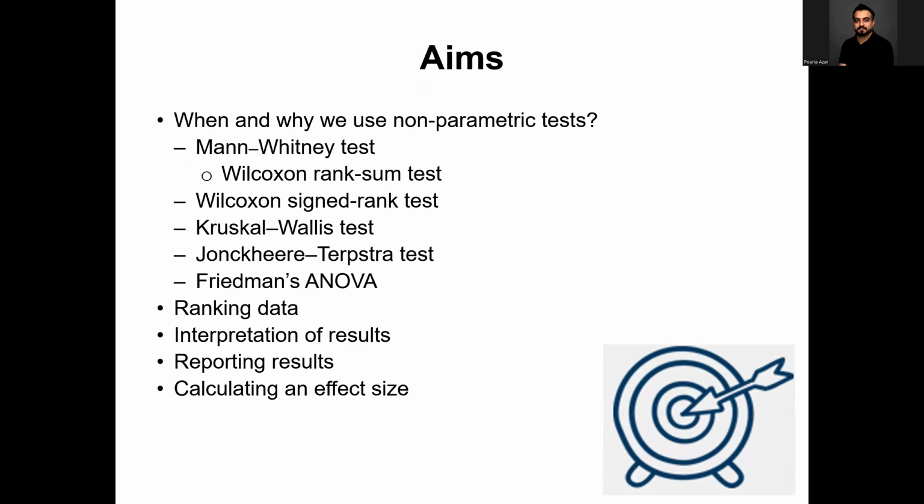In this module, we will discuss Mann-Whitney U-test, Wilcoxon rank sum test, Wilcoxon signed rank test, Kruskal-Wallis test. We will talk about Jonckheere-Terpstra test, Friedman's ANOVA test, and also we will learn about ranking data, interpretation of results, and reporting results, and calculating an effect size for each of the above mentioned tests.